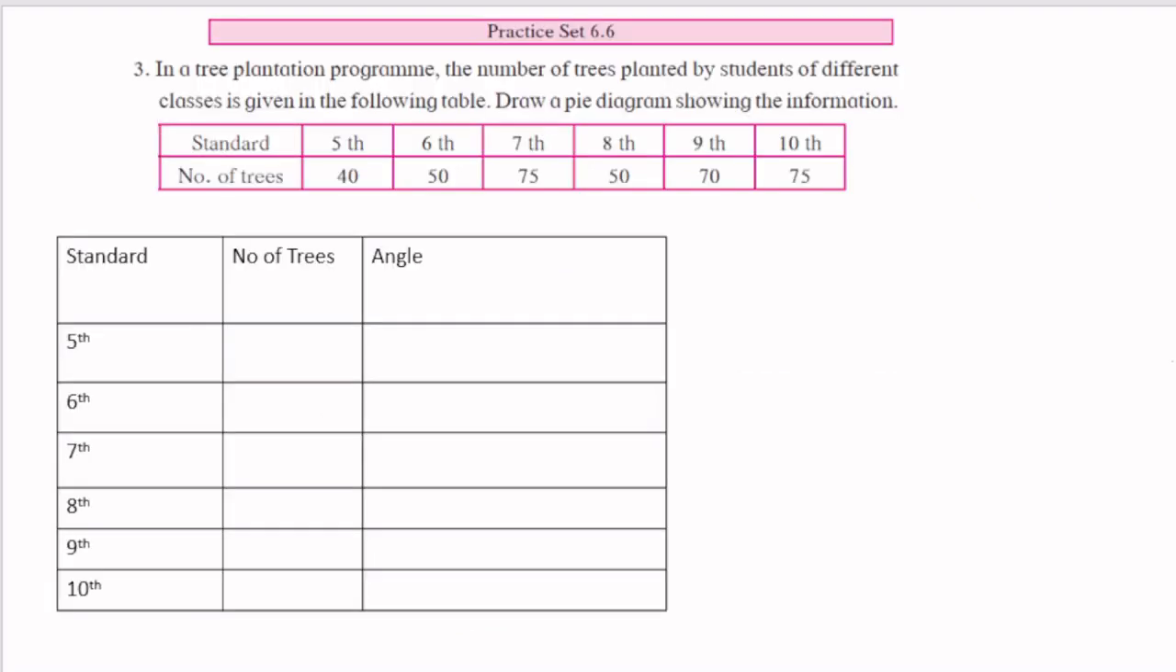So question number 3 of practice set 6.6. Here the standard is given and the number of trees is given, that is nothing but the frequency. So what you have to do is simply find the angles and draw the pie chart. It's a very easy pie chart. Okay, as of now we have understood that at least. So let's write the frequency and calculate the angles immediately.